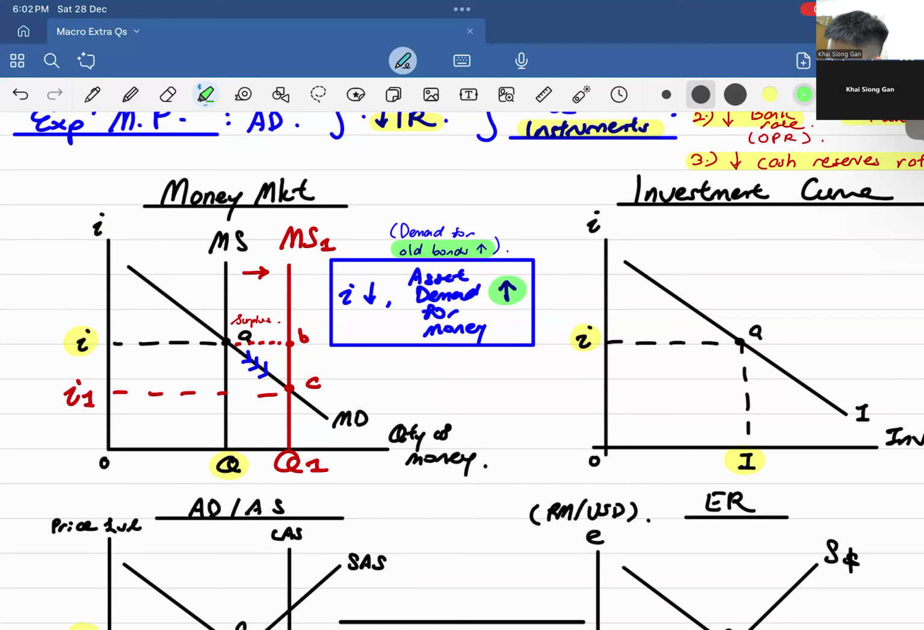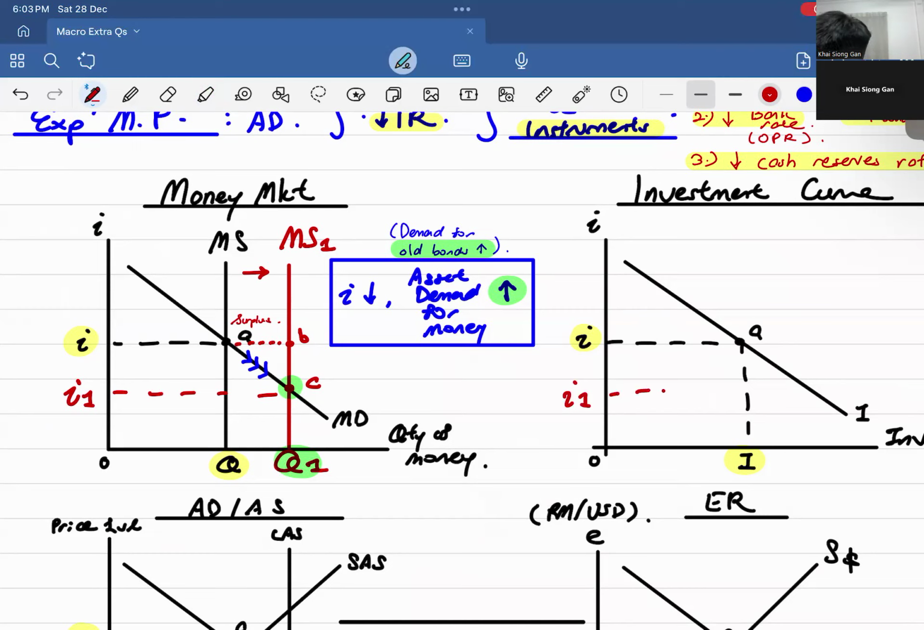That means more people will want to hold more money in order to take advantage of this investment. This is why you can see that from point A to point C over here, there is an increase in the quantity of money. Why? Because people want to buy the old bonds. When the interest rate falls, old bonds become more worthwhile, so higher asset demand for money. So therefore, now lower interest rate already, continue.